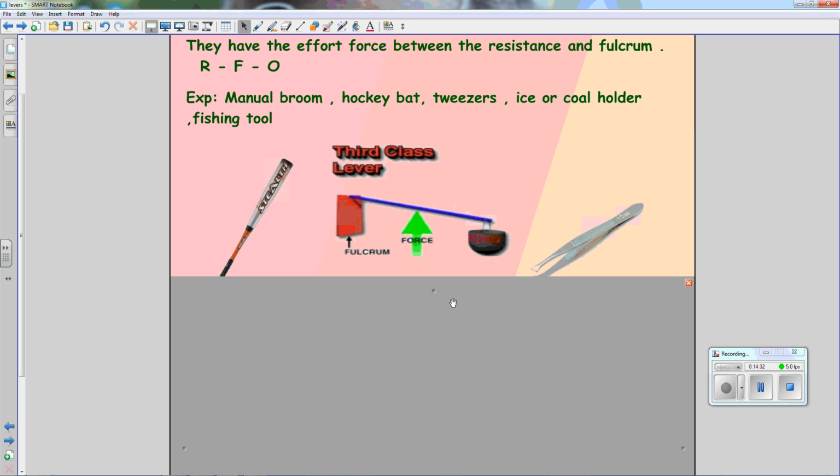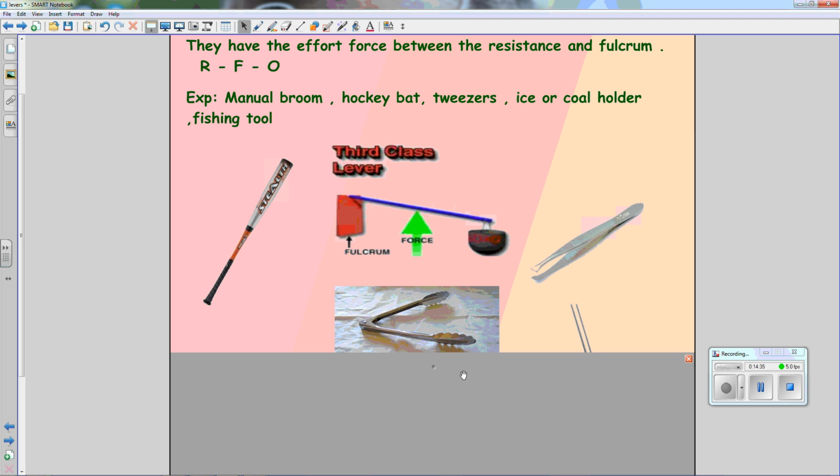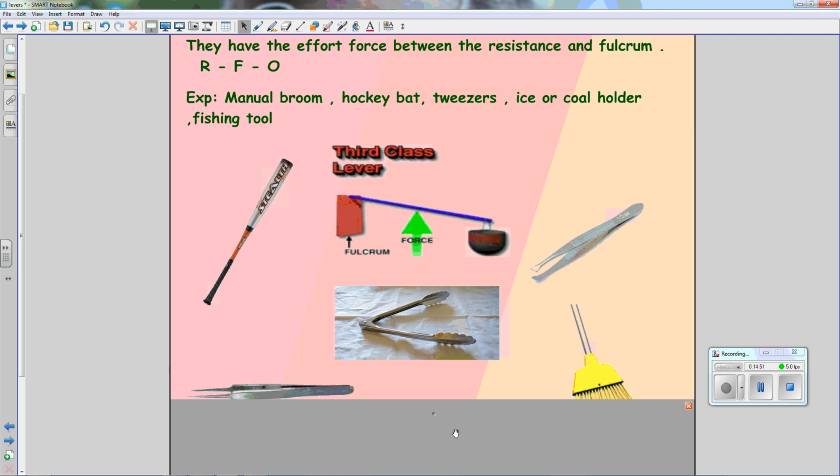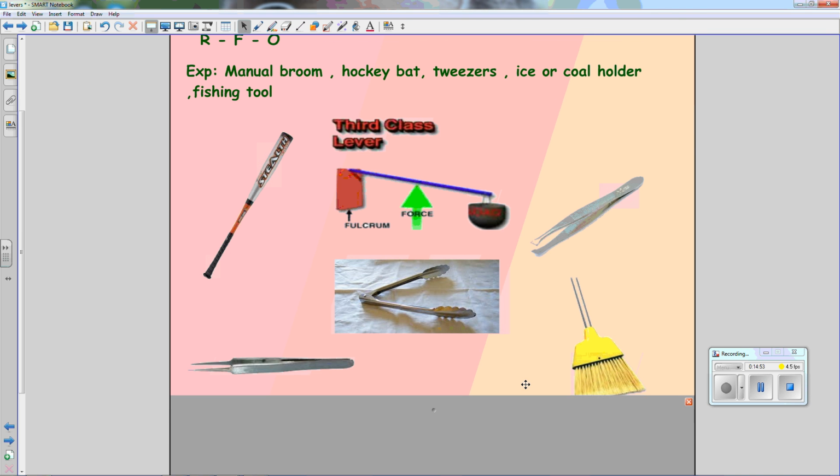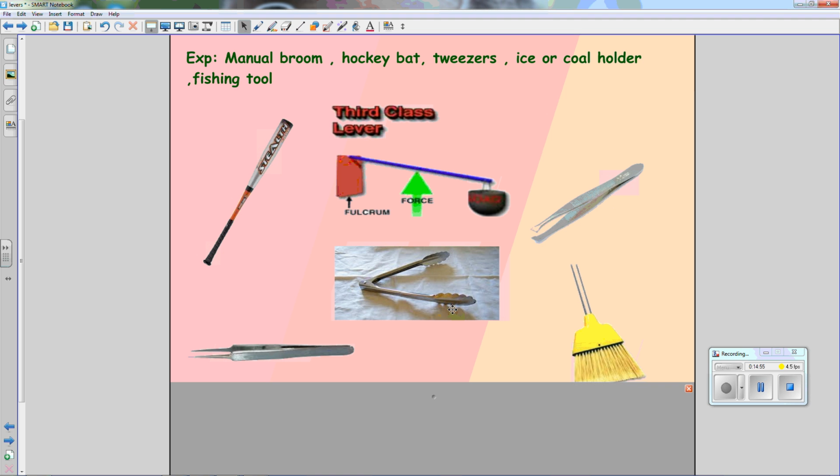How do we represent a third class lever? A rigid bar, with the effort force between the fulcrum and the resistance. Effort force between the fulcrum and the resistance. This is the manual broom, sweet holder or ice holder, and the tweezers, the hockey bat. These are examples of third class levers.